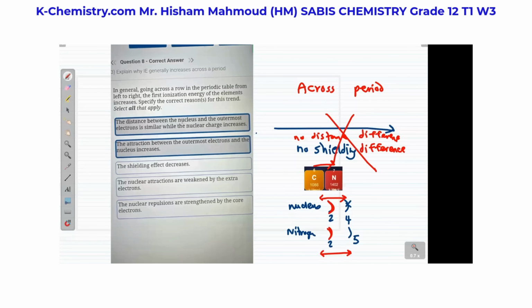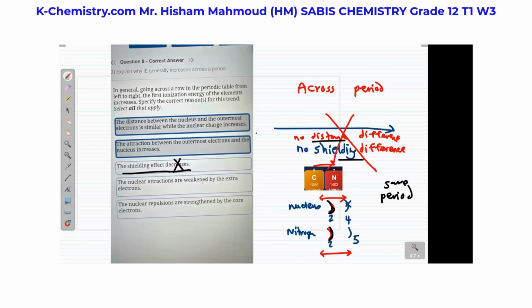The distance between the nucleus and the outermost electrons is similar. This is what we said. The distance and the shielding are similar. You don't say the shielding decreases. No, the shielding does not decrease. The shielding is the same. One shield here and one shield here. If you look at fluorine or any other element in the same period, it means same shielding and same distance.